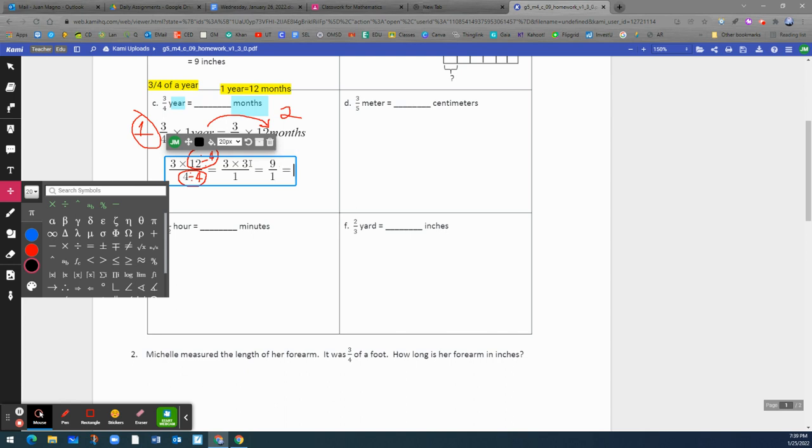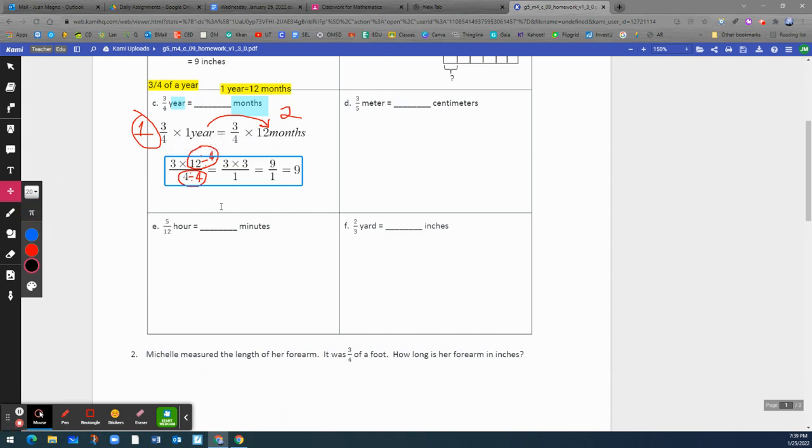Here's a law of mathematics: any number divided by 1 equals the same number. Now here's where you write the answer. This will be step number 3. Step number 4 is to write the answer the way it should be written. So 3/4 of a year equals how many months? 9 months. Let me spell that correctly. There we go. Months.